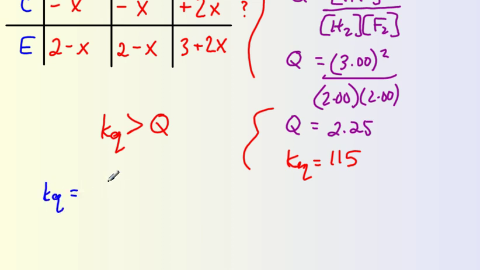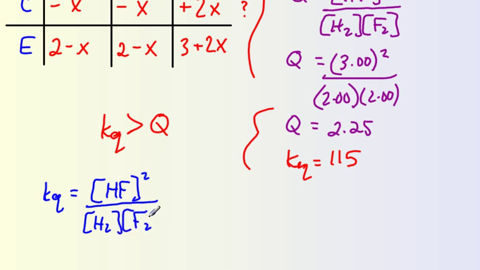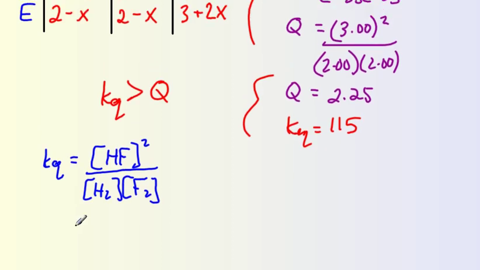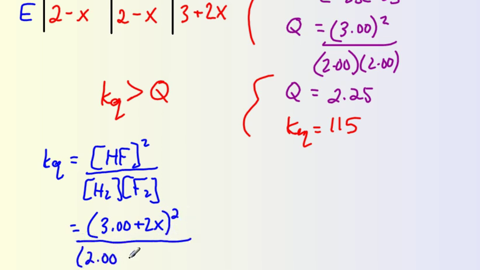So KEQ, we know, is the concentration of HF squared divided by the concentration of hydrogen divided by the concentration of fluorine. And we'll substitute in our equilibrium values. That means we've got HF, 3.00 plus 2x, squared, divided by 2 minus x times 2 minus x, equals KEQ.